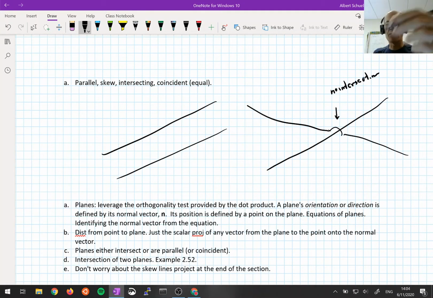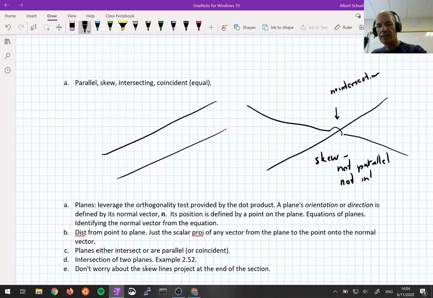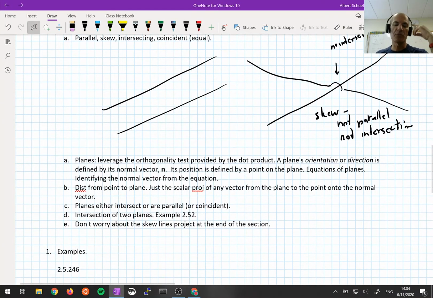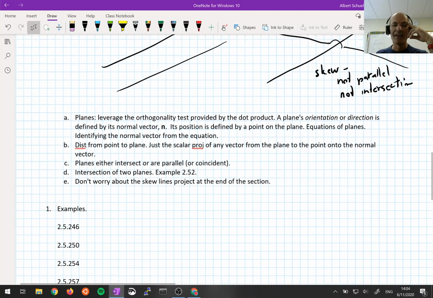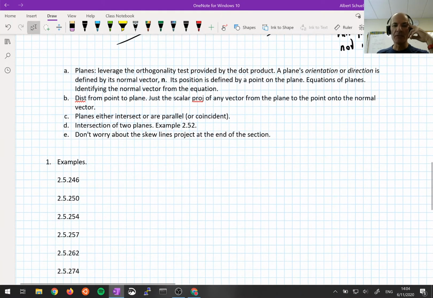So it passes above or it passes below the other line. So they're not parallel, but they also don't intersect. And we call that skew. Not parallel, not intersecting. That's a new situation here in 3D. There's not enough room in 2 dimensions for this to happen, but in 3D it happens all the time. In fact, it happens more often than not. Okay, let's move on to planes.